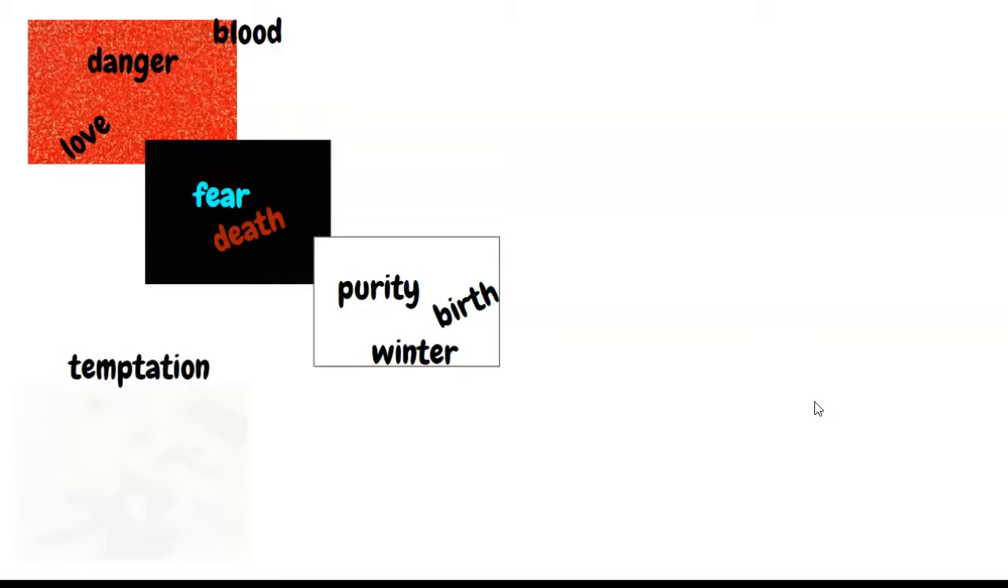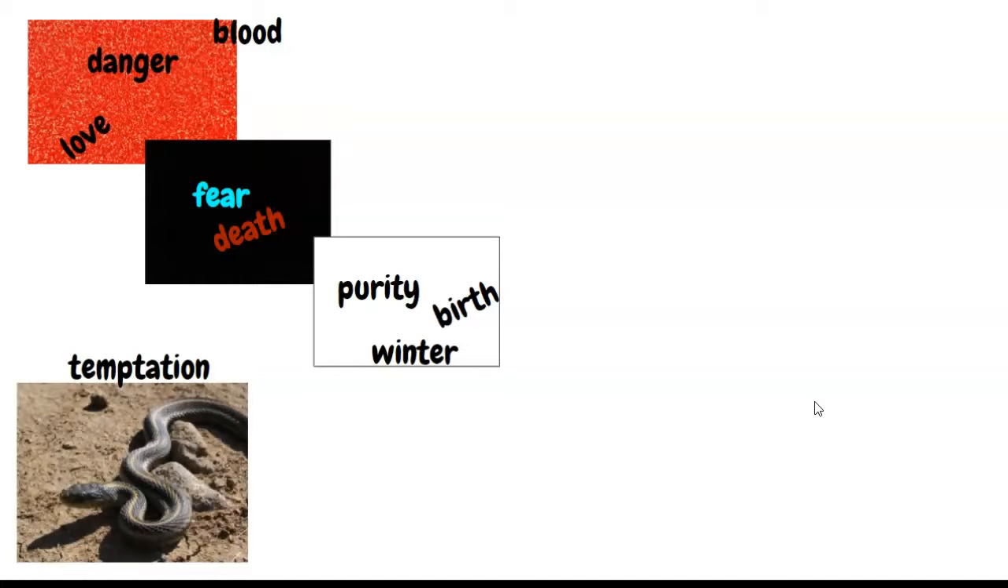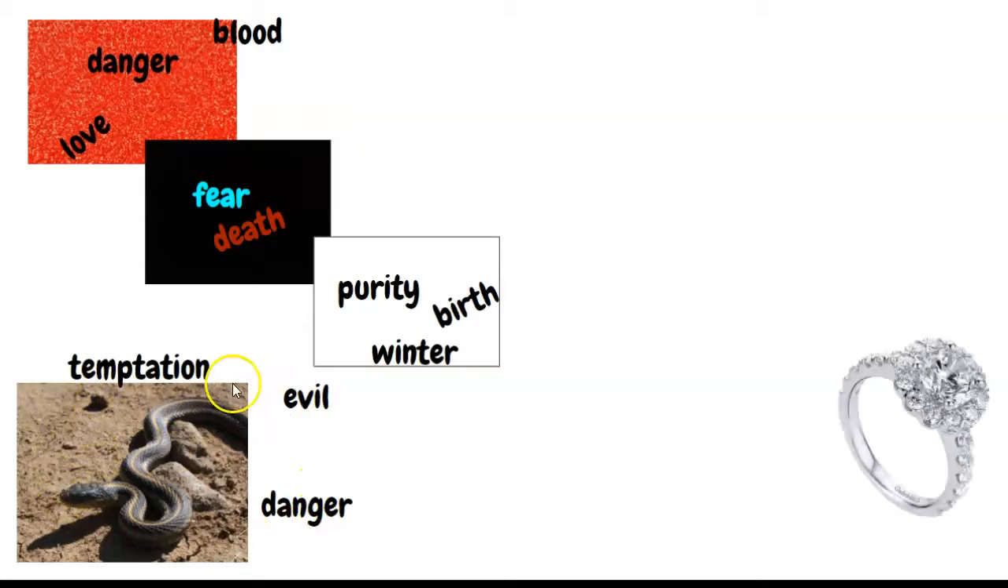Now, I'm going to give you a couple of other words. Think about a snake. When we see a snake in a story, some people might say temptation, evil, danger. Again, when you hear or read about a snake in a story, it's not usually a positive thing. It symbolizes evil or danger. A diamond ring. What could that symbolize in a story or in life? Marriage.